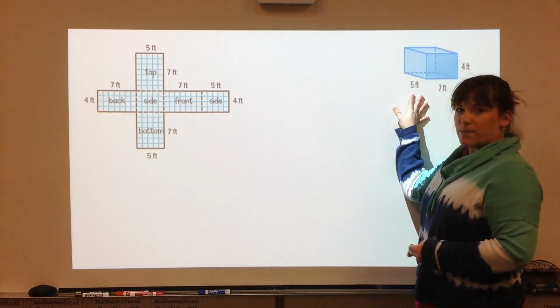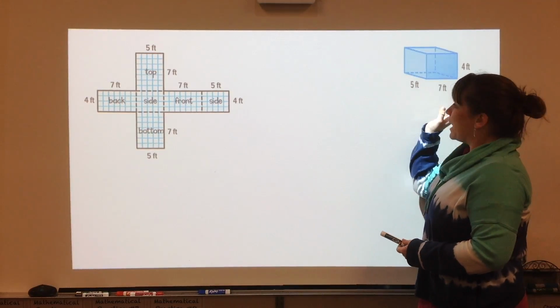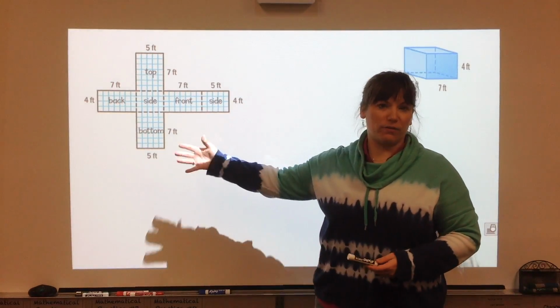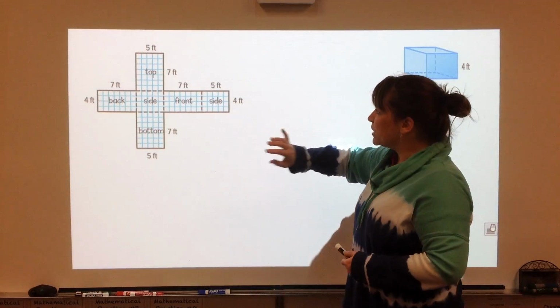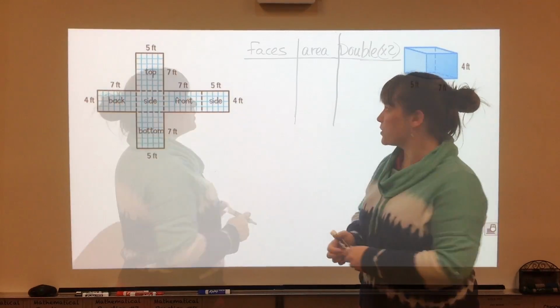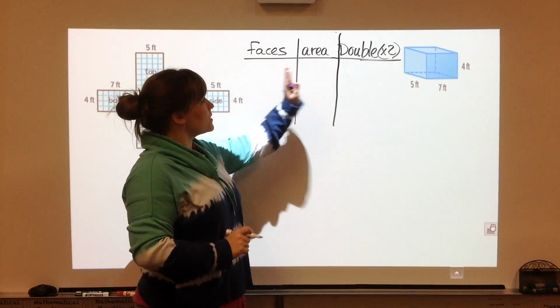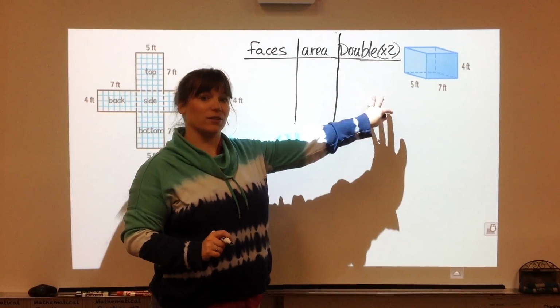So here is the 3-dimensional rectangular prism, and we already have the net drawn for us. That's great, perfect. We can use that to help us chart it out. So your chart should have the faces, the area, and then the fact that you have to double the area.